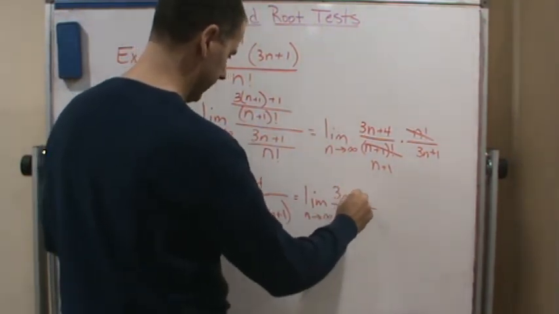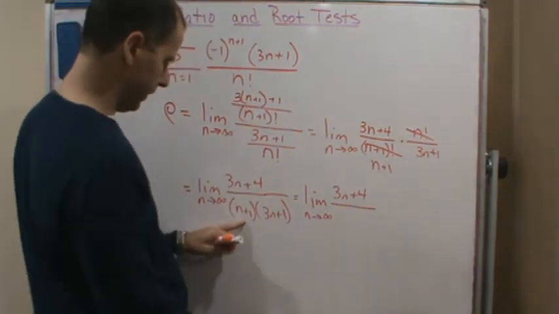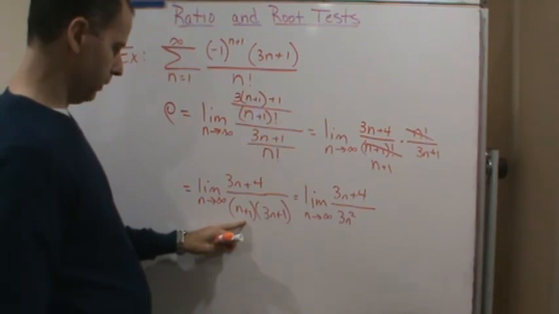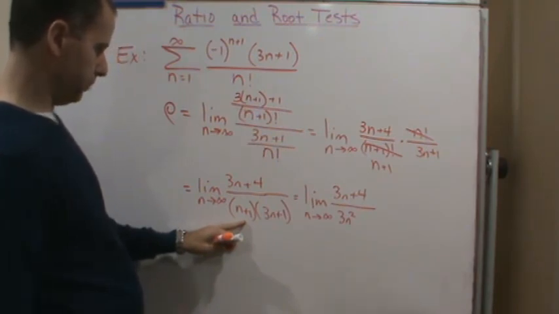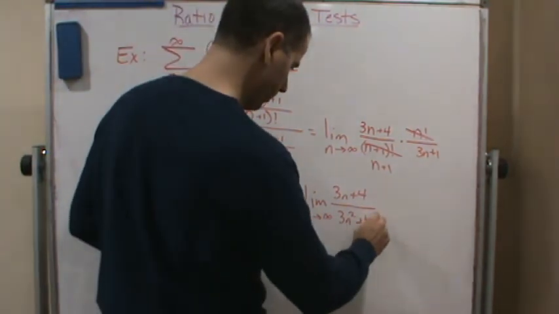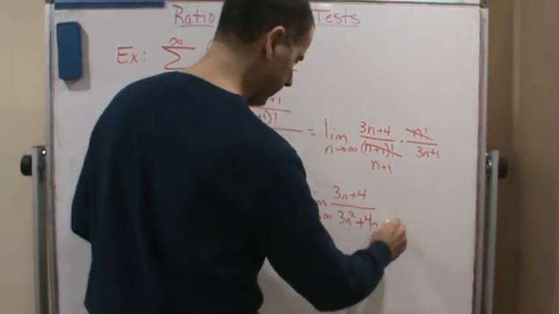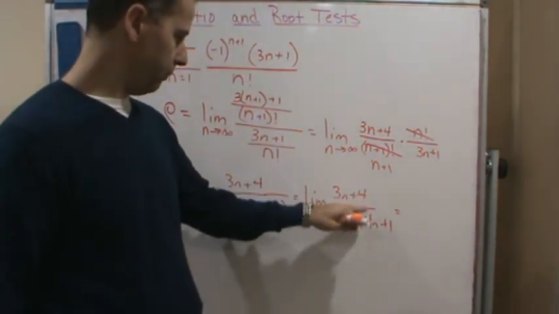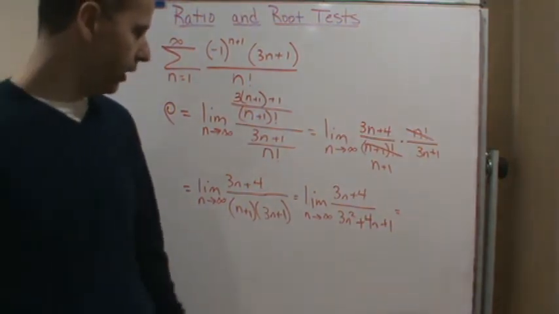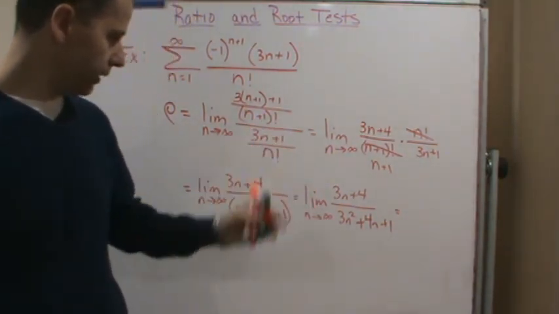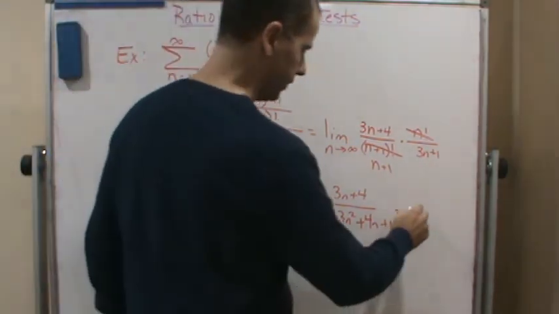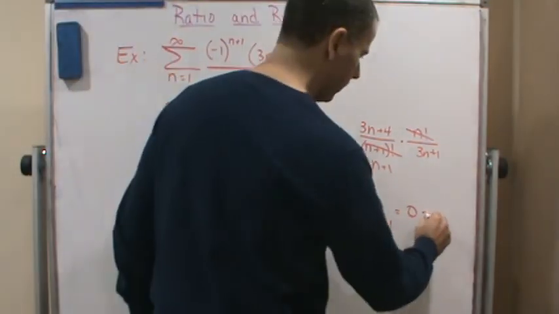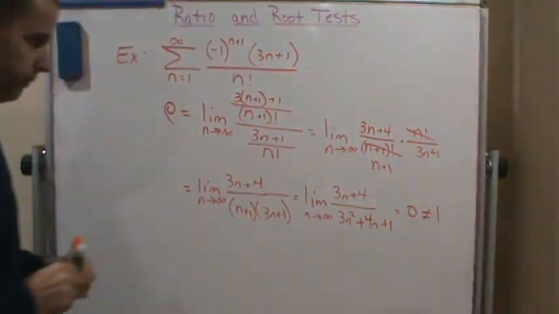This is going to be 3n plus 4, and this is going to end up being 3n squared plus 4n plus 1. Okay, so again, if we divide the top and the bottom by n squared, we're going to get 0 over 3, which equals 0. So this is going to go to 0, okay, which is not equal to 1.